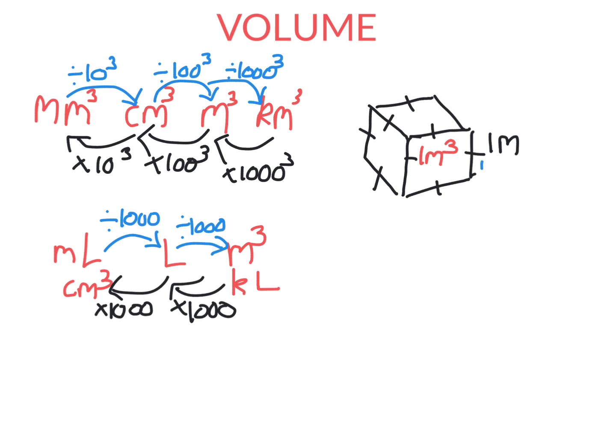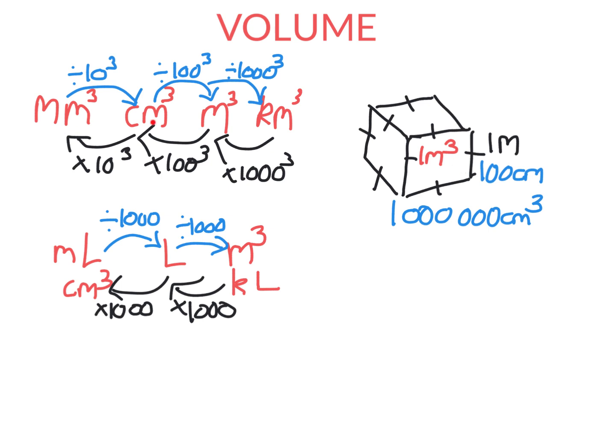Of course, we know that 1 meter is 100 centimeters. If I want the volume of this cube in centimeters cubed, it's 100 times 100 times 100. It's actually 1 million centimeters cubed. 1 meter cubed is actually 1 million centimeters cubed. So this is just showing you why, even though there's 100 centimeters in a meter, there's 100 cubed or 1,000,000 centimeters cubed in a meter cubed.